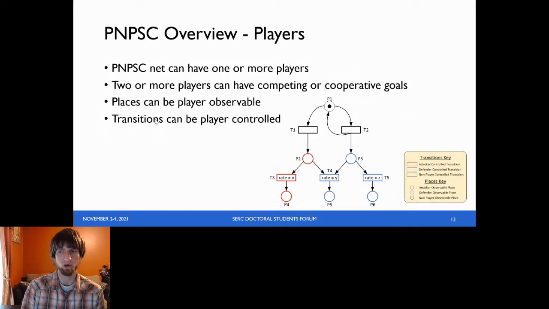In the example below, red transitions are attacker controlled and red places are attacker observable. Blue places are defender observable, and blue transitions are defender controlled. All other transitions are what we call non-player owned.